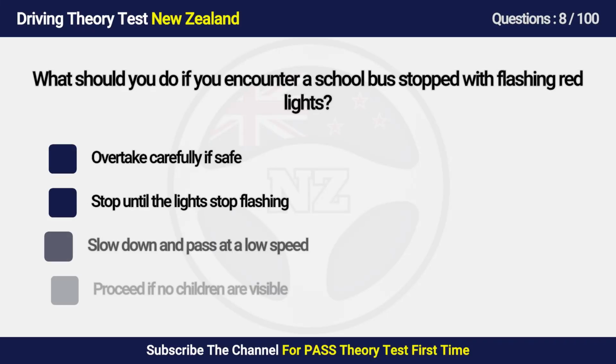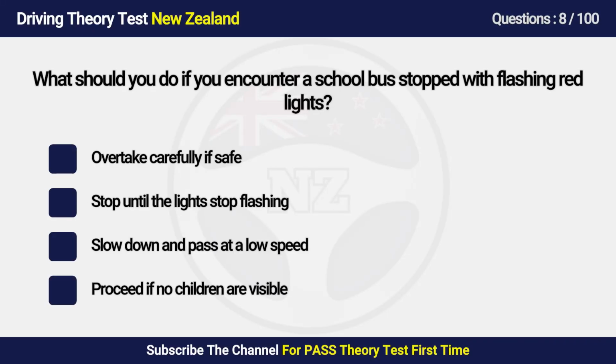Question 8. What should you do if you encounter a school bus stopped with flashing red lights? A. Overtake carefully if safe. B. Stop until the lights stop flashing. C. Slow down and pass at a low speed. D. Proceed if no children are visible.